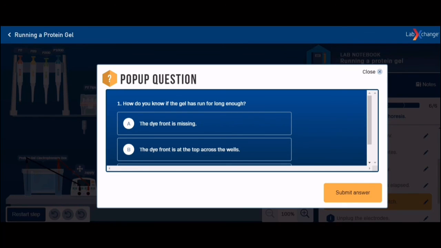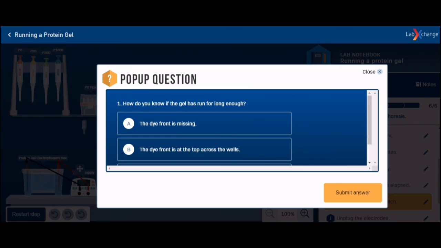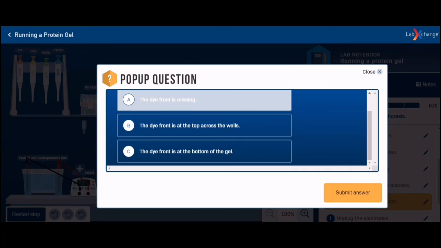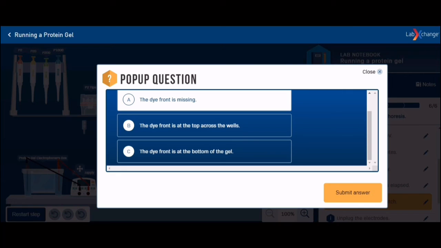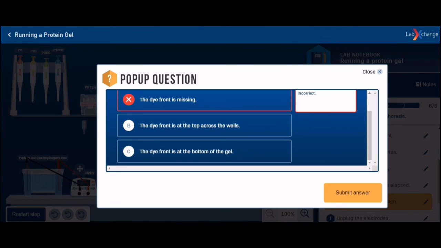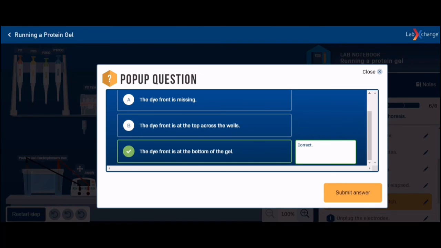So there is a pop-up question: how do you know if the gel has finished running? So the answer is C. The dye front is at the bottom of the gel.